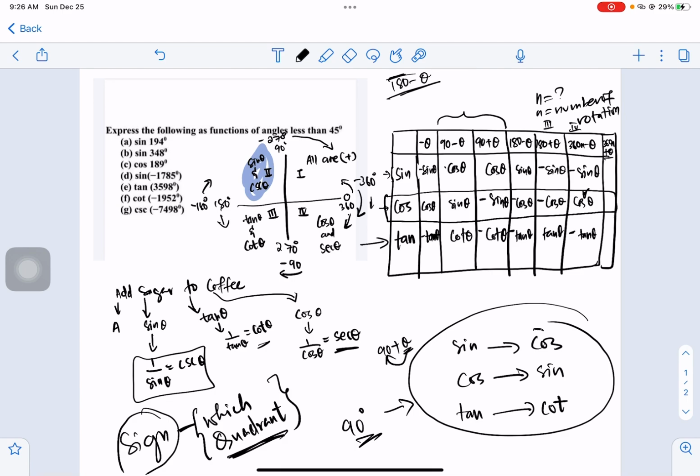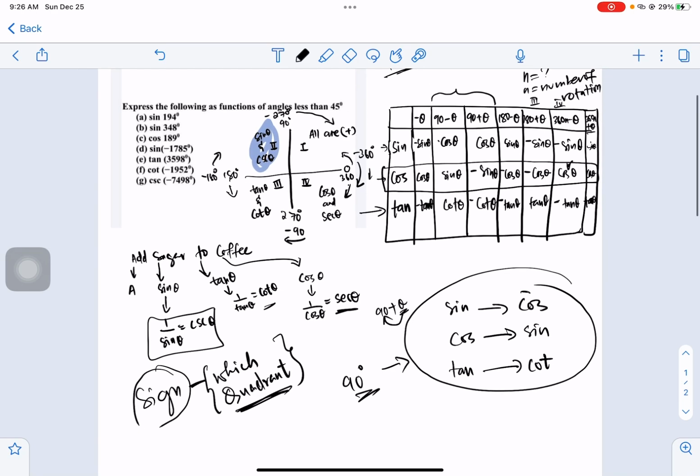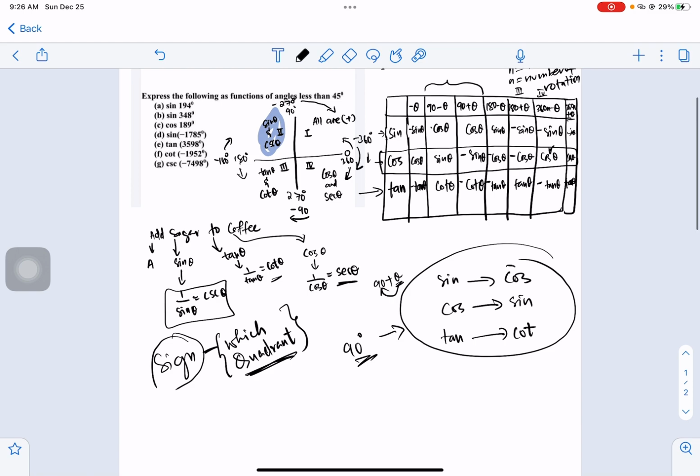Then 360 plus theta means it will be just past 360 and all will be in quadrant 1. So you have sine theta, cos theta and tan theta. All will be positive. Okay, so this you have to have as reference. Now check out for a question.